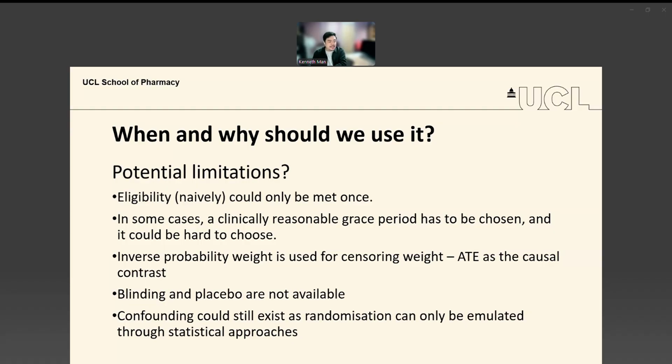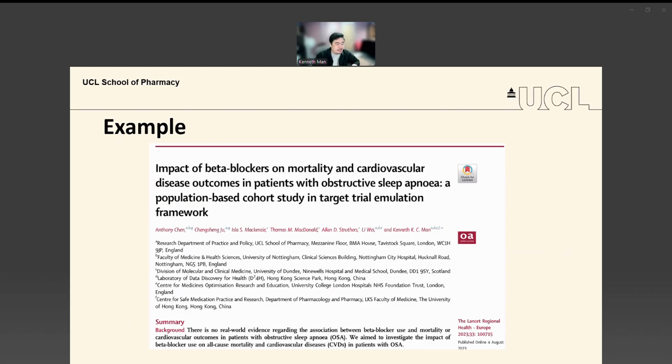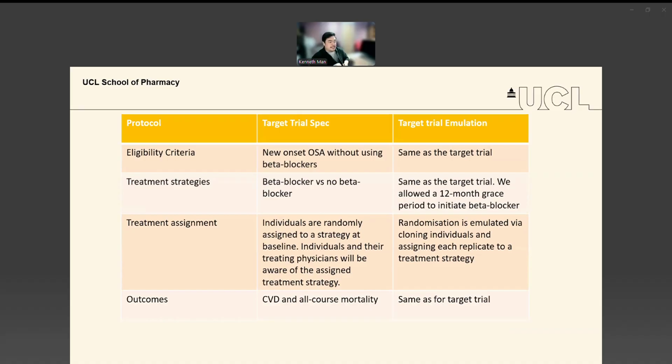So that's the basics. Let's move on to one example where I used the clone-censor-weight approach in studying the effect of beta blockers on mortality and cardiovascular outcomes among patients with obstructive sleep apnea. In this study, we try to emulate a trial. So we first define a specific target trial accordingly. We want to include new-onset individuals with obstructive sleep apnea without using beta blockers as our base cohort. So that is our eligibility criteria.